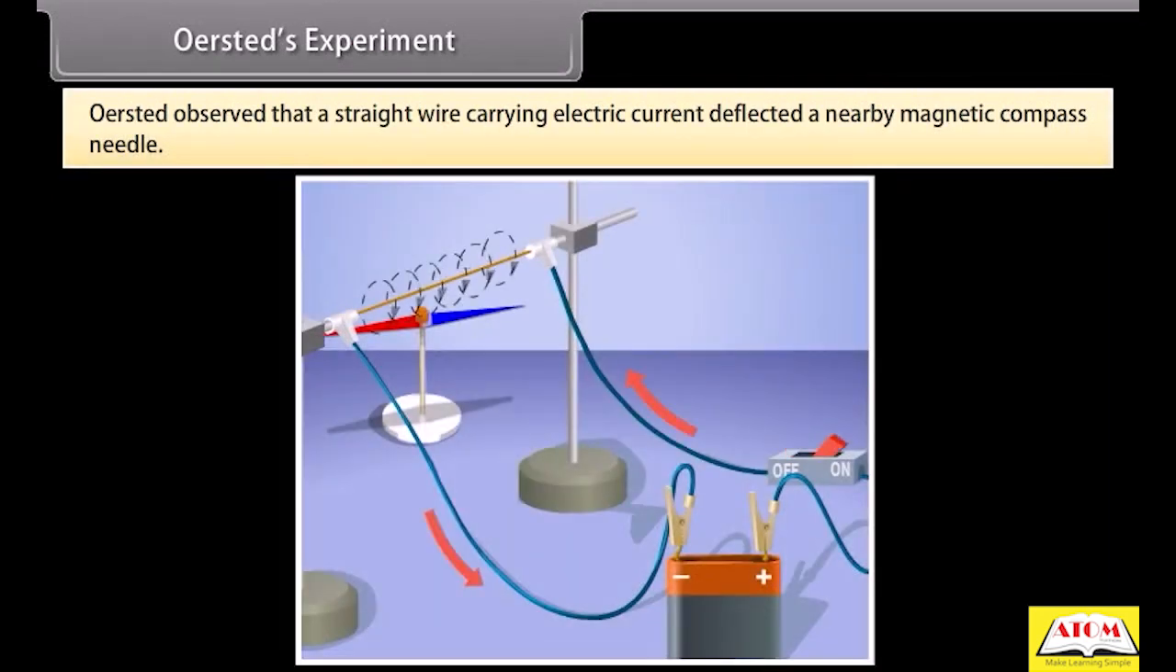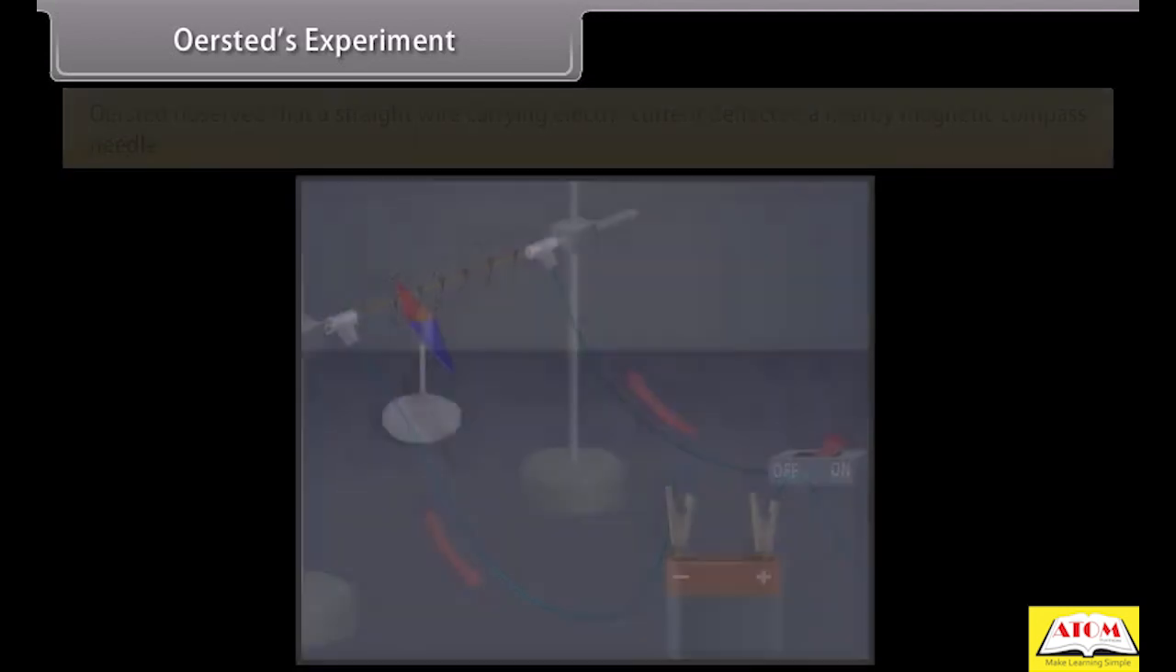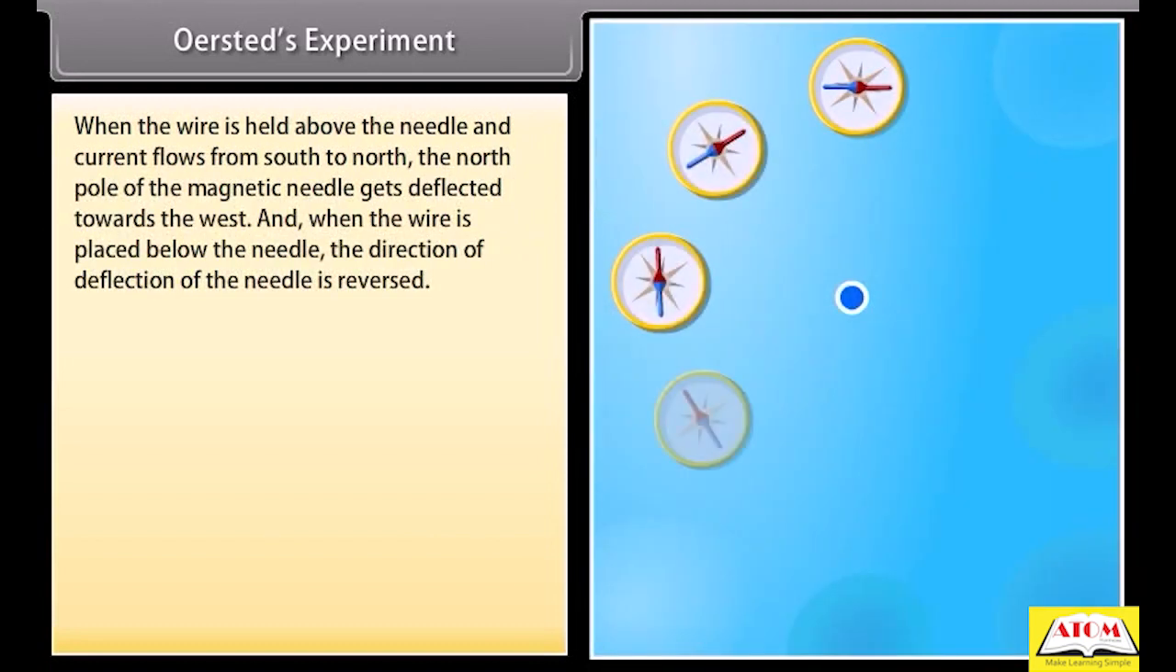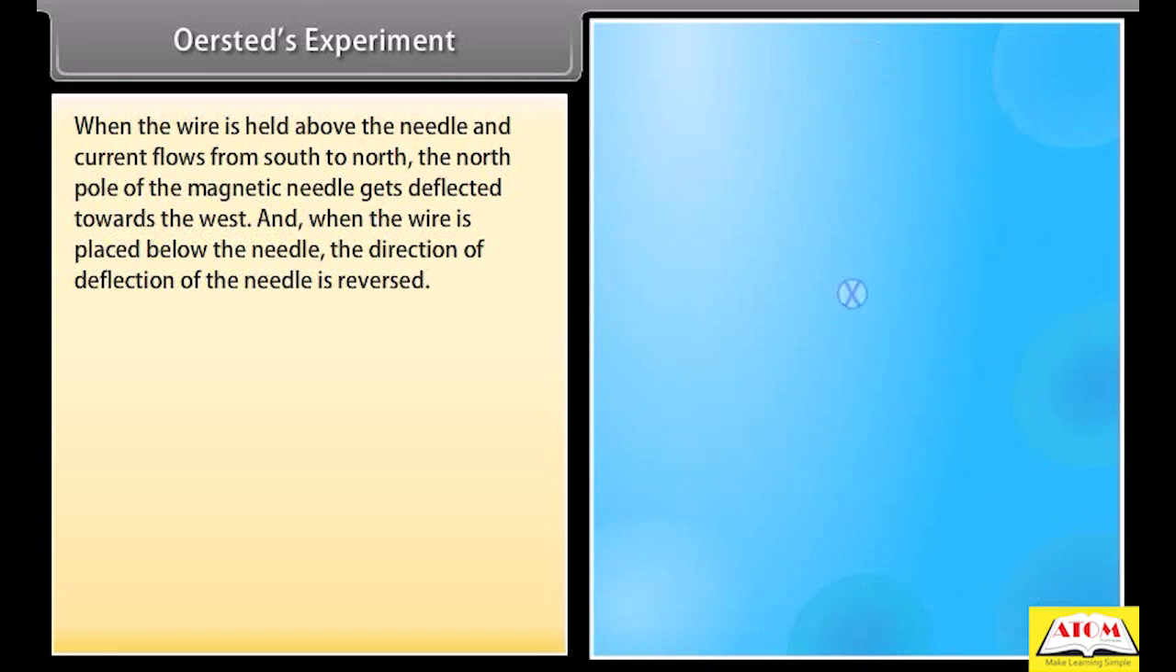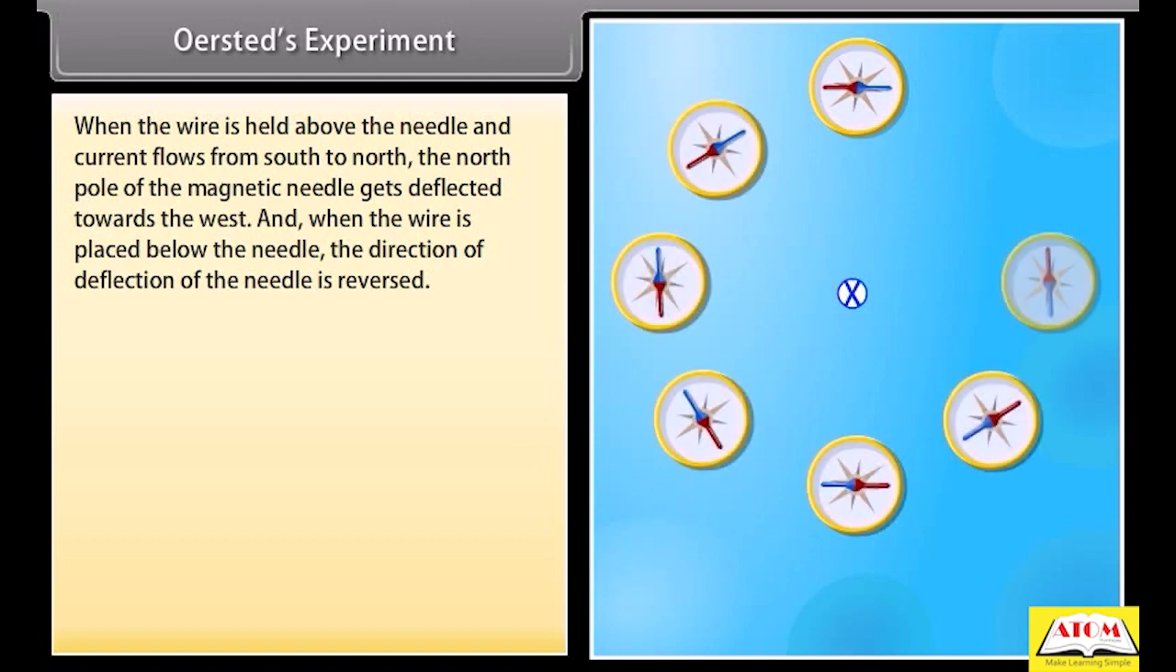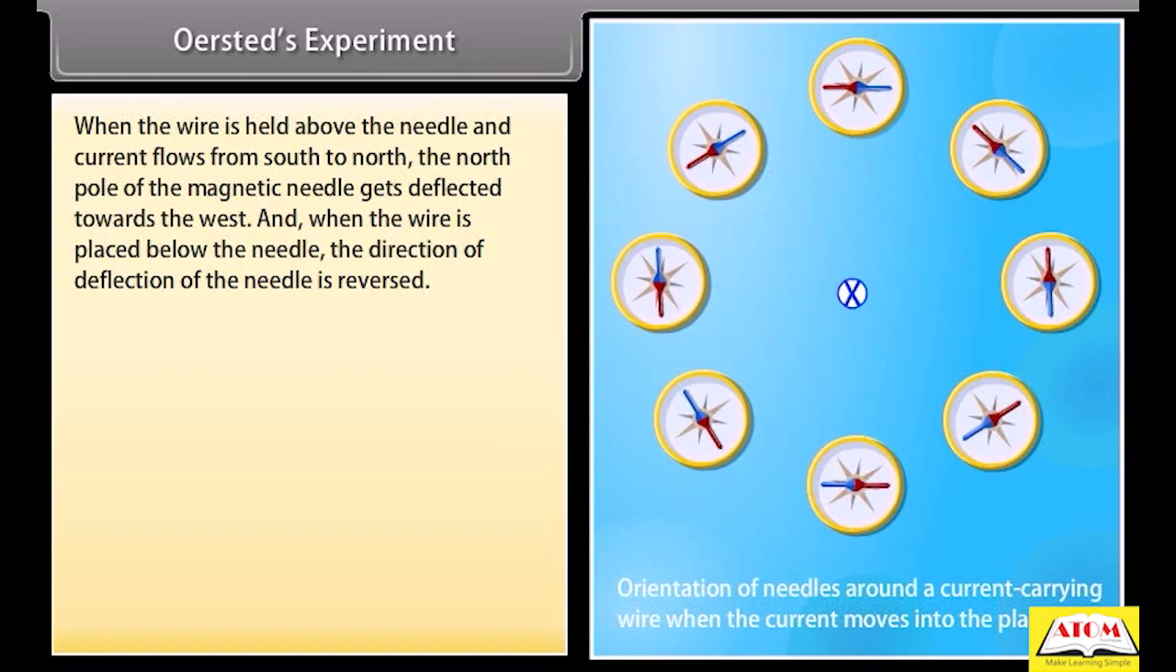Oersted's Experiment. Oersted observed that a straight wire carrying electric current deflected a nearby magnetic compass needle. When the wire is held above the needle and the current flows from south to north, the north pole of the magnetic needle gets deflected towards the west. And when the wire is placed below the needle, the direction of deflection of the needle is reversed.